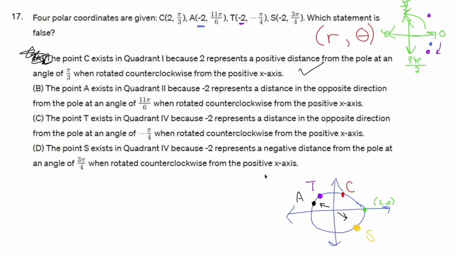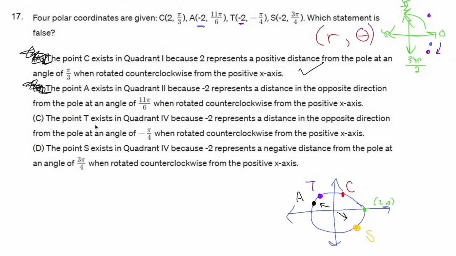Point A exists in quadrant 2. So far, so good, because negative 2 represents a distance in the opposite direction from the pole at angle 11 pi over 6 when rotated counterclockwise from the positive x-axis. Again, no lies detected. B is not going to be our answer. B is a true statement.